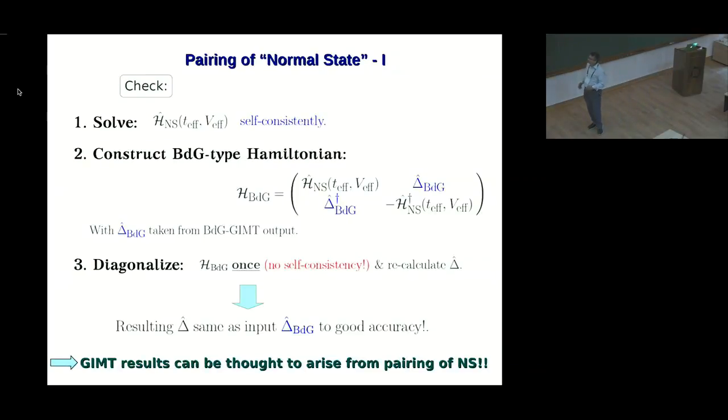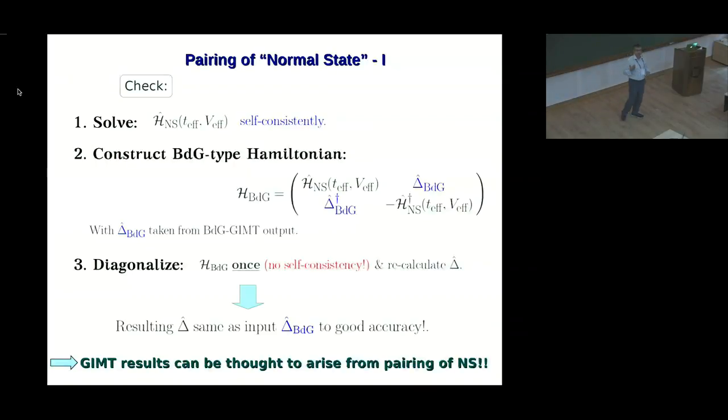So now if I diagonalize this Hamiltonian, the eigensystem of this Hamiltonian, just once, with no self-consistency, I can recalculate delta. That's the part that you do in any BDG calculation. It turns out this recalculated delta and the original are exactly identical. If not exactly, they're very, very similar to each other. So that means that if you had taken the correct normal state, then you need no self-consistency, if you have a correct delta. So this is a hint.